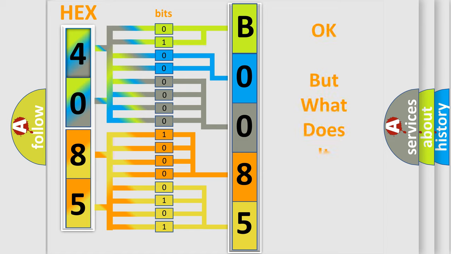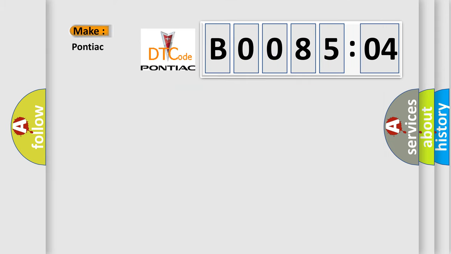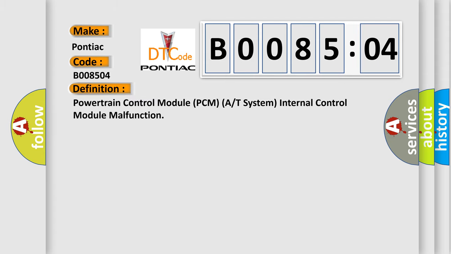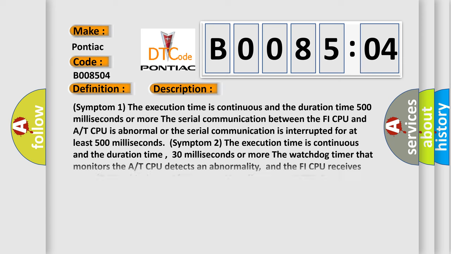The number itself does not make sense to us if we cannot assign information to what it actually expresses. So, what does the Diagnostic Trouble Code B0085-04 specifically mean for Pontiac vehicles? The basic definition is: powertrain control module PCM A/T system internal control module malfunction. And now this is a short description of this DTC code.